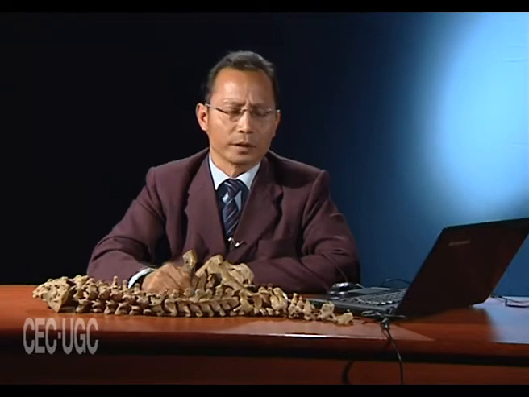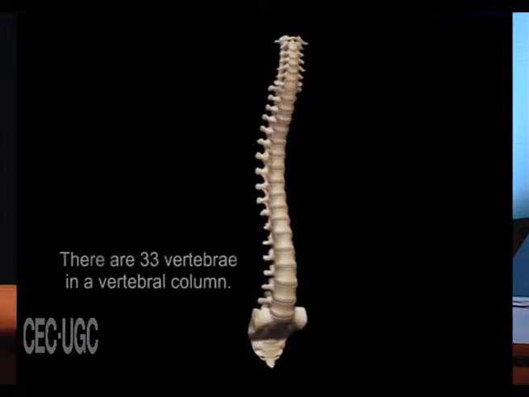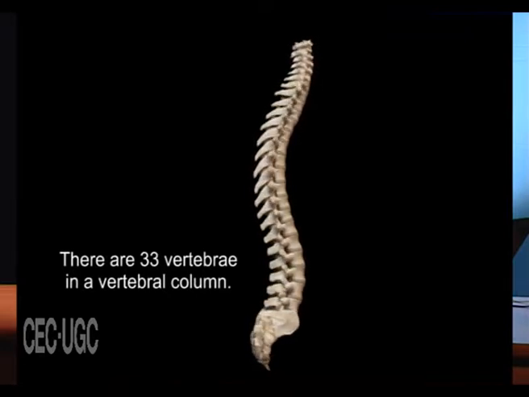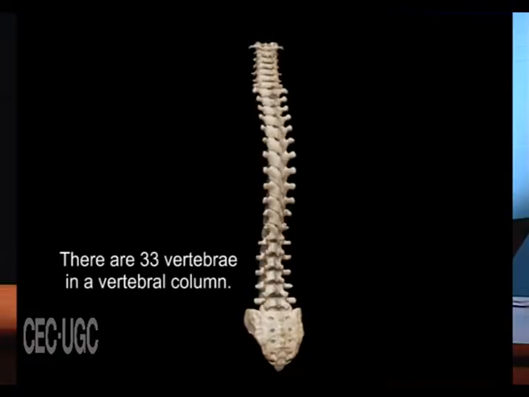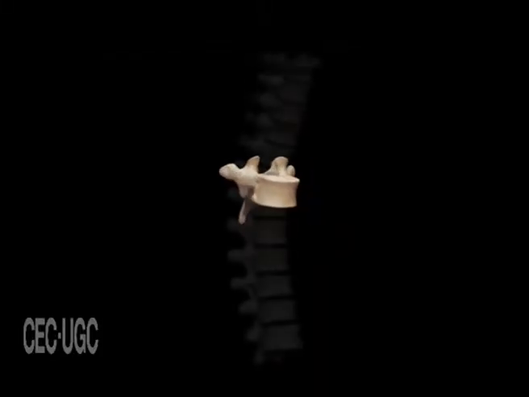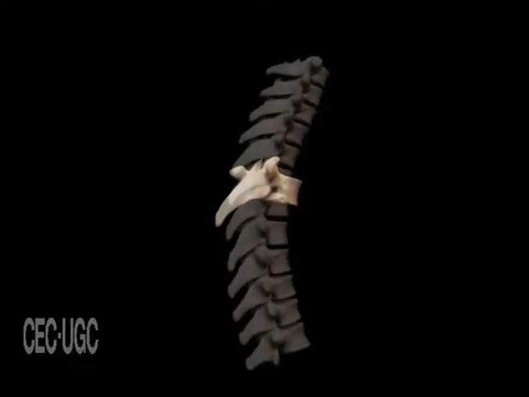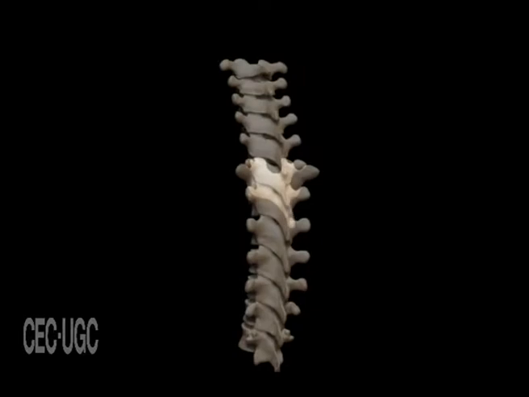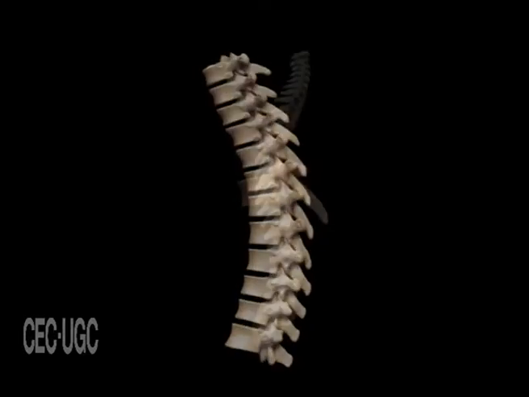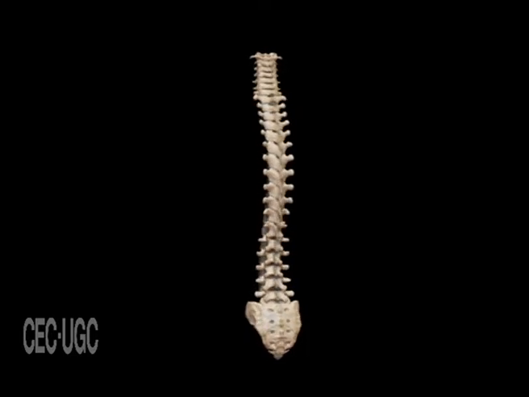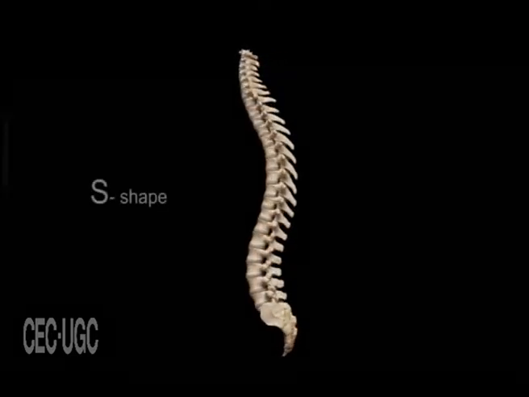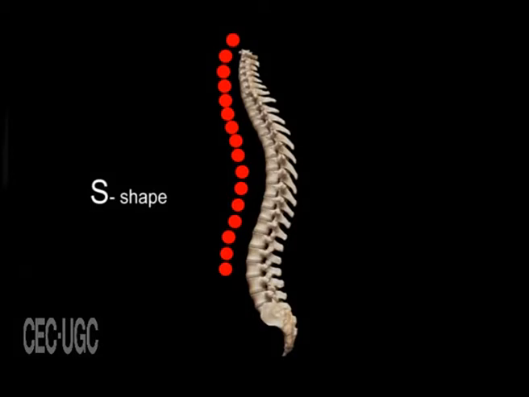Now the vertebral column, this is a vertebral column. So altogether in a vertebral column, there are 33 vertebrae. So these 33 vertebrae together constitute the vertebral column, or we simply say it as spine. Now what happened? These 33 vertebrae are all together lined up forming an S-shaped structure, the alphabet S, in human being.